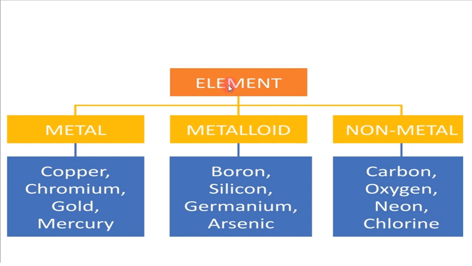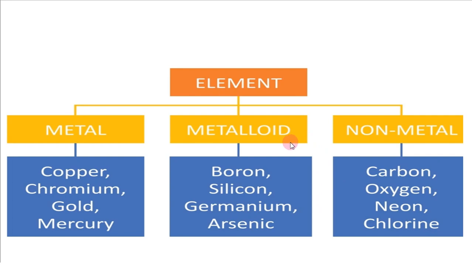So modern periodic table contains how many elements? 118 elements. So here 80% of elements are metals, remaining will come under non-metal and metalloid. Okay, so metal examples: copper, chromium, gold, mercury. And non-metal examples: carbon, oxygen, neon, chlorine.